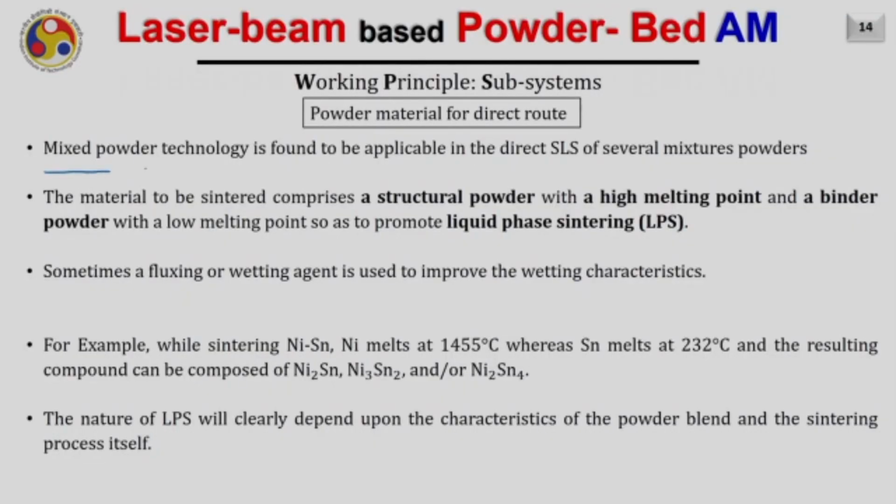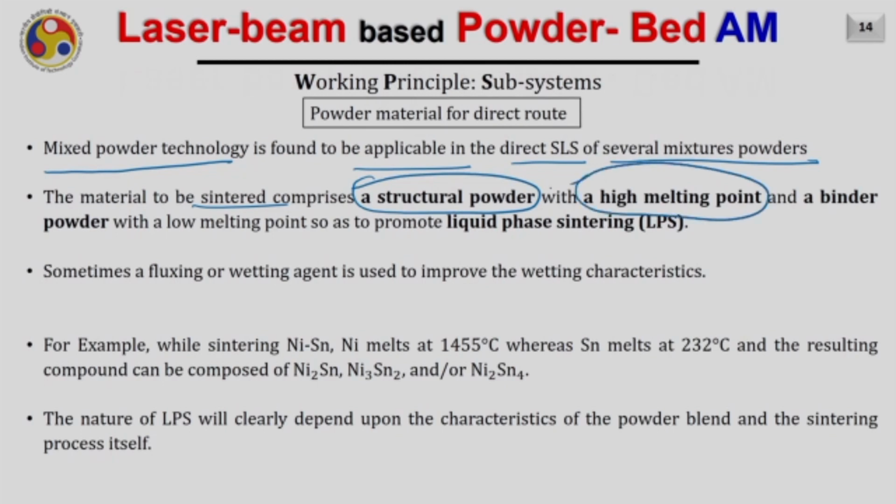Also, the mixed powder technology is found to be applicable in the direct SLS of several mixture powders. The material to be sintered comprises a structure powder, which is nothing but a high melting point powder, and a binder powder, which is nothing but low melting point powder particles. This mixture of structure powder and binder powder promotes liquid phase sintering at this stage.